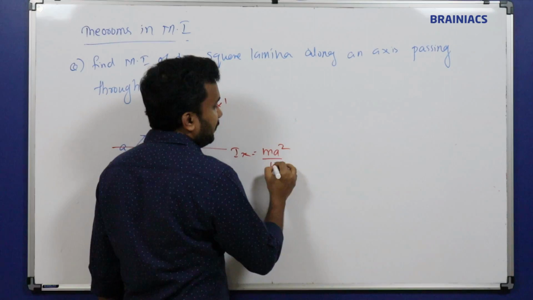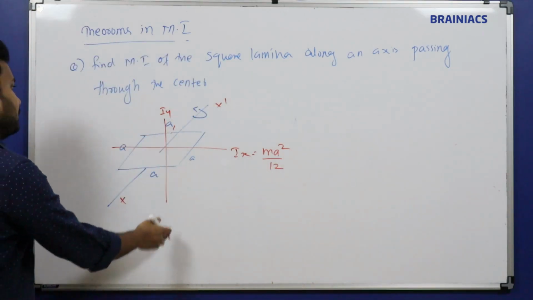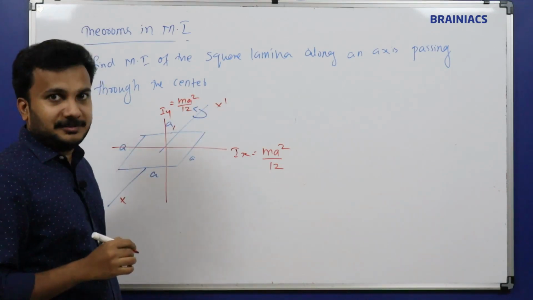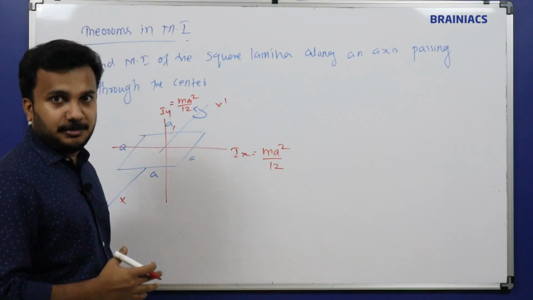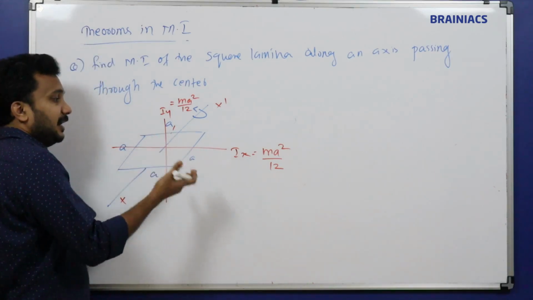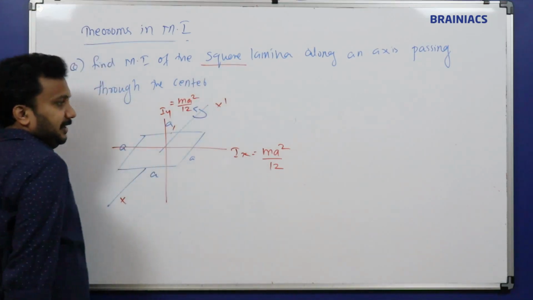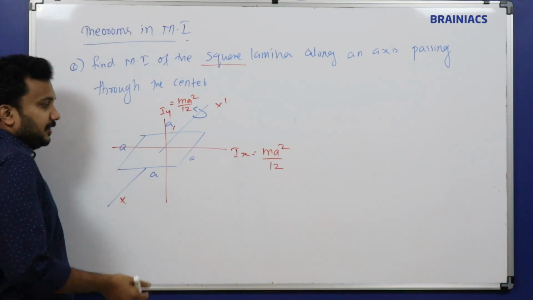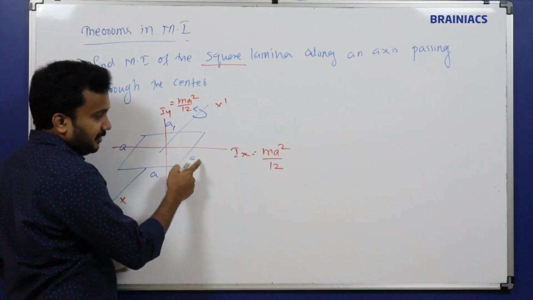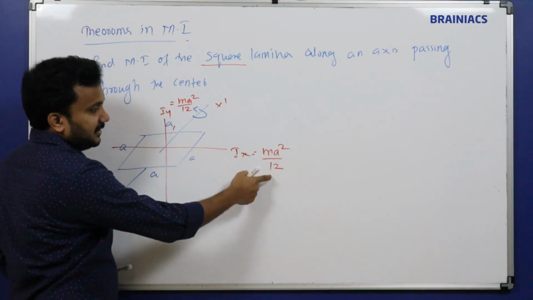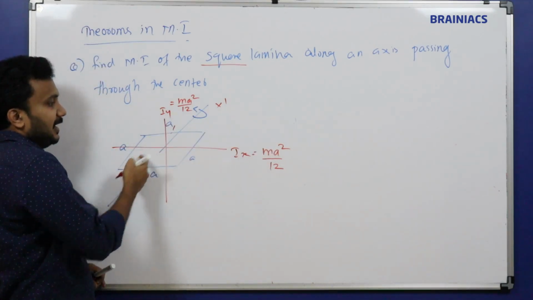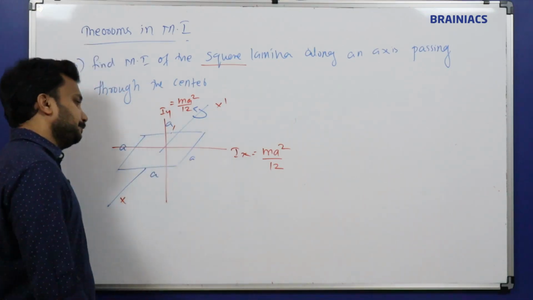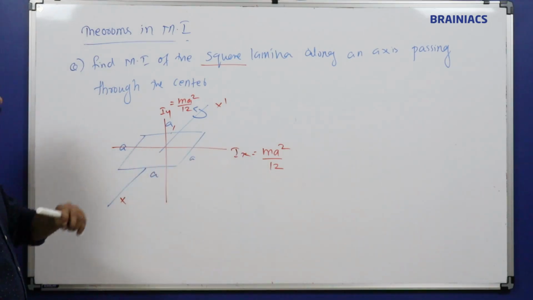What is the moment of inertia along this axis? It is ma square by 12. What is along this axis? This is also equal to ma square by 12. In a rectangle we have seen ml square by 12 and mb square by 12 in the previous session. Here L and B are same because it is a square plate. In case of a rectangle, last video we discussed, but here as it is a square, both sides are equal.